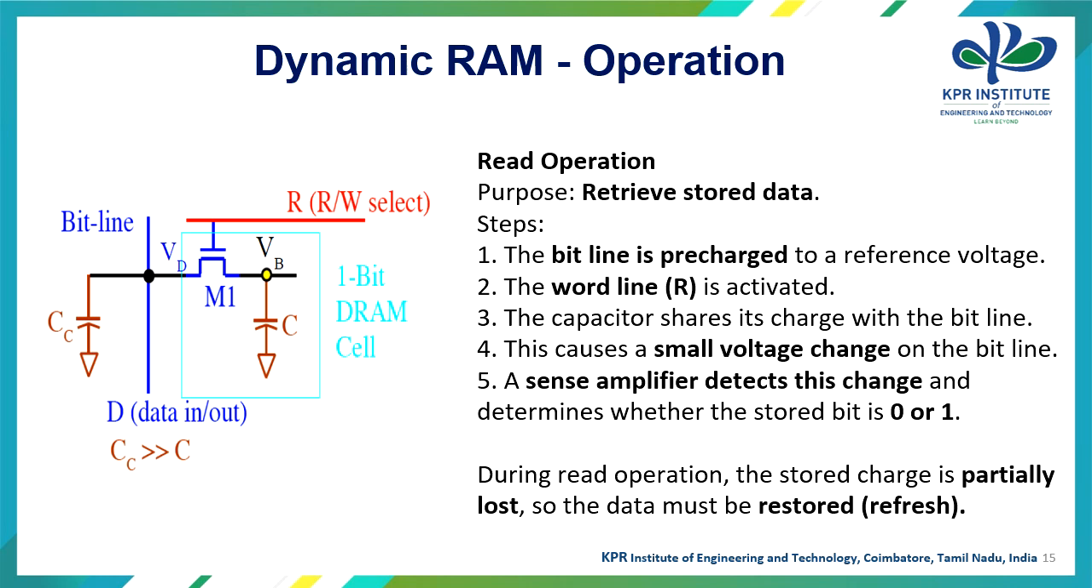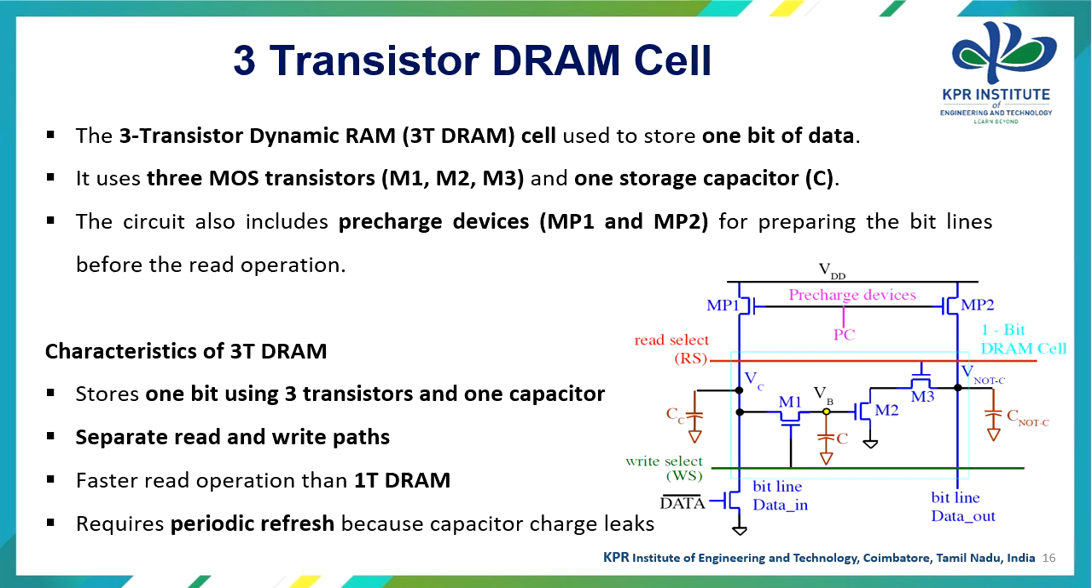So the sense amplifier will be able to detect this change and determine whether the stored bit is 0 or 1. During the read operation, the stored charge is partially lost, so the data must be restored, or you can say that it's refreshed. Now let's discuss the 3-transistor DRAM cell.